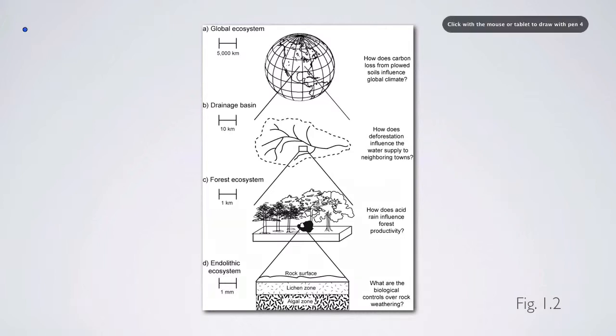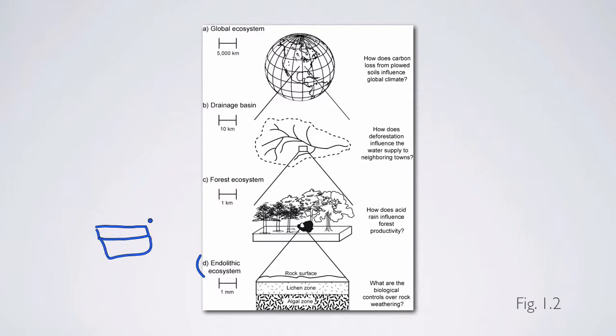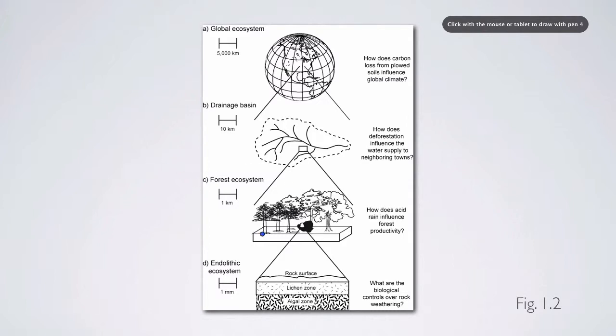So for example, for an endolithic system, thinking about organisms that live inside rocks and control rock weathering, you would have your rock surface, and then inside of there are going to be lichens and maybe algae. And then when we take a look at pools and fluxes, we're just going to think about an individual rock, and that's going to be on the order of millimeters. In contrast, sometimes we're going to work on individual forests, and that scale might be on the kilometer scale or on the meter scale.